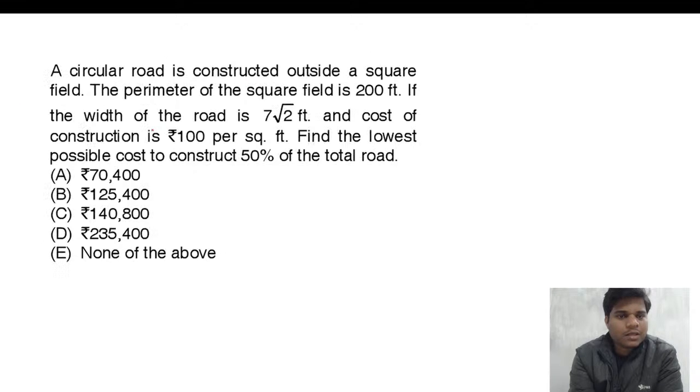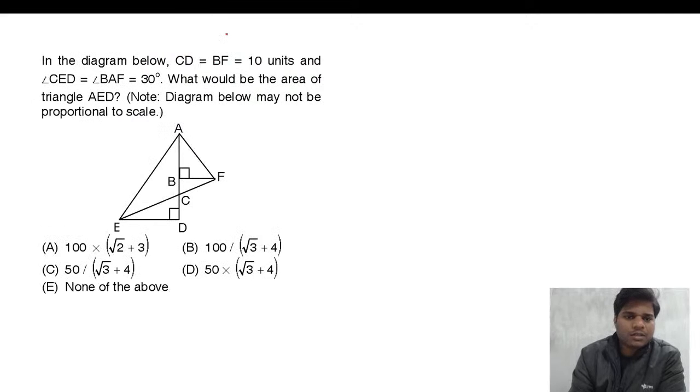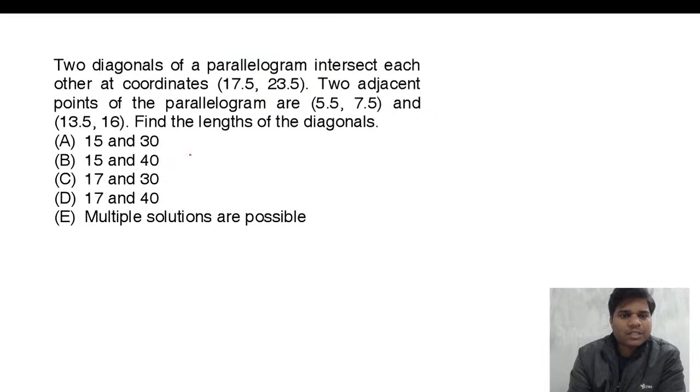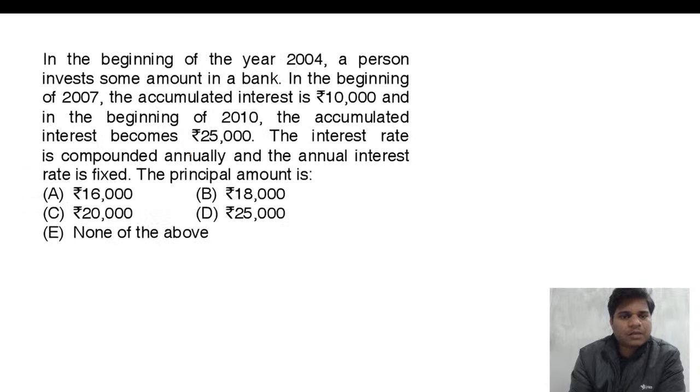Let me see. This is a simple question, just a construction of a circular road and this outside. Yeah, you can solve this one. And this is also CD, BF. Fine. I think symmetry or something will be there. Diagonal. So this is simple, it is just the calculation part. The length of the diagonals. Fine, you know the formula. This is K2 minus K1. This is the simple compound formula.